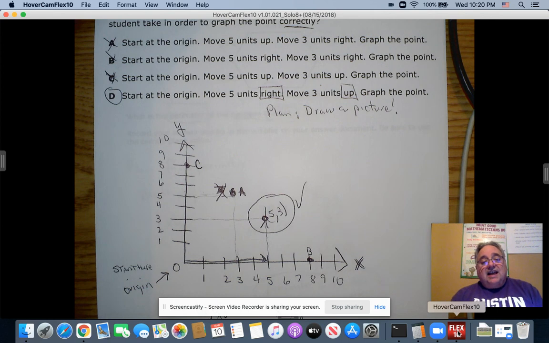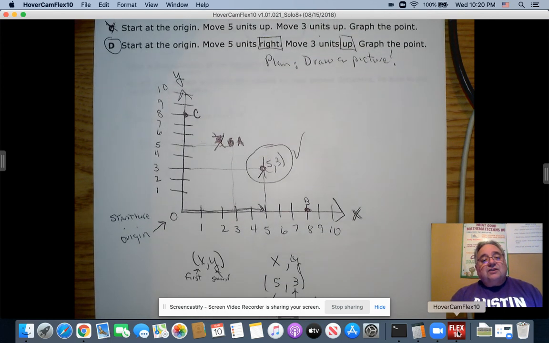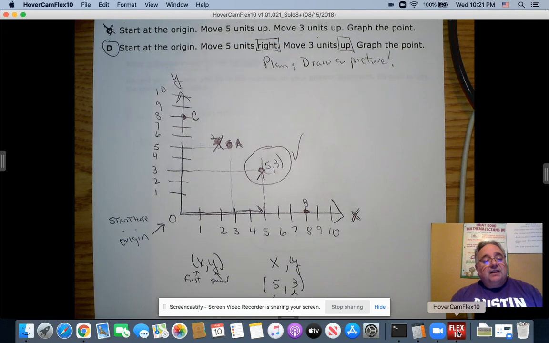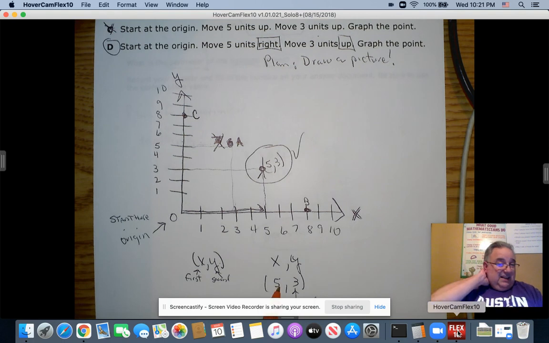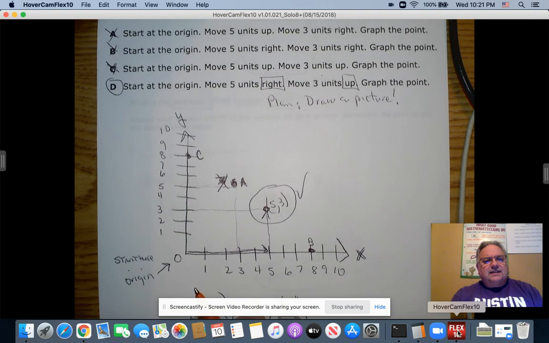There are some other things I haven't shown you yet, what the scholar did. They also did this here. They said that (X, Y), X comes first, Y comes second. So they knew that in (5, 3), the 5 had to come first, then the 3 second. And they had to remember how to graph it. So let's look at what they did.